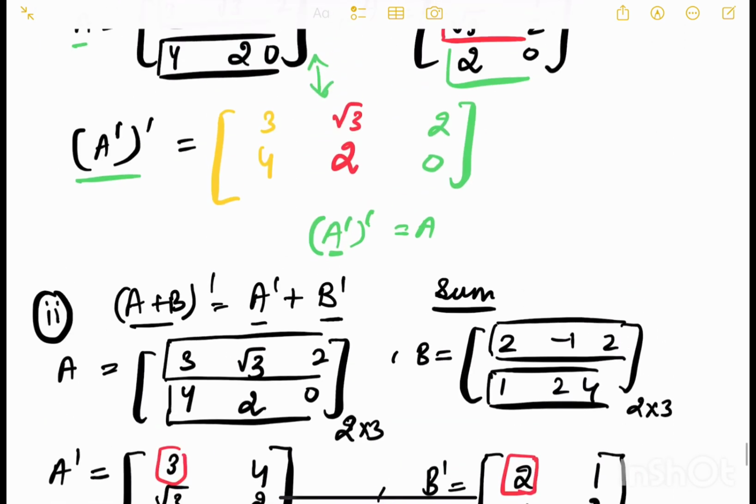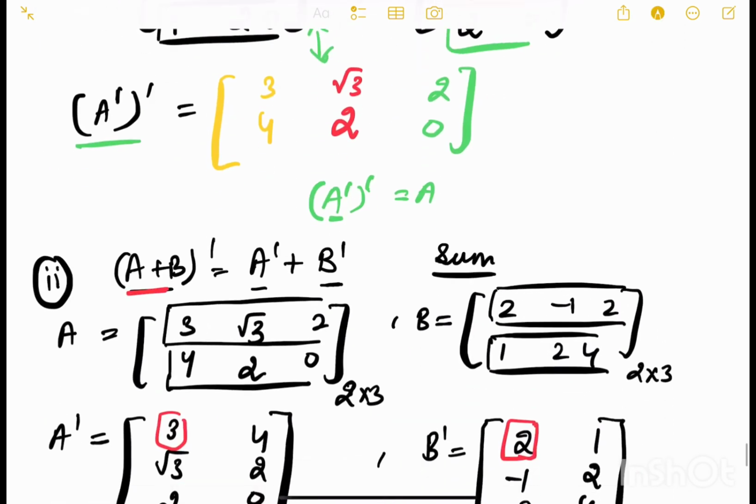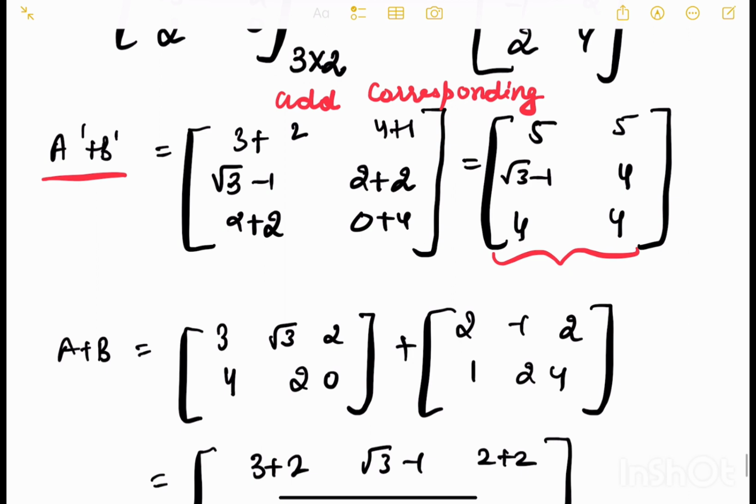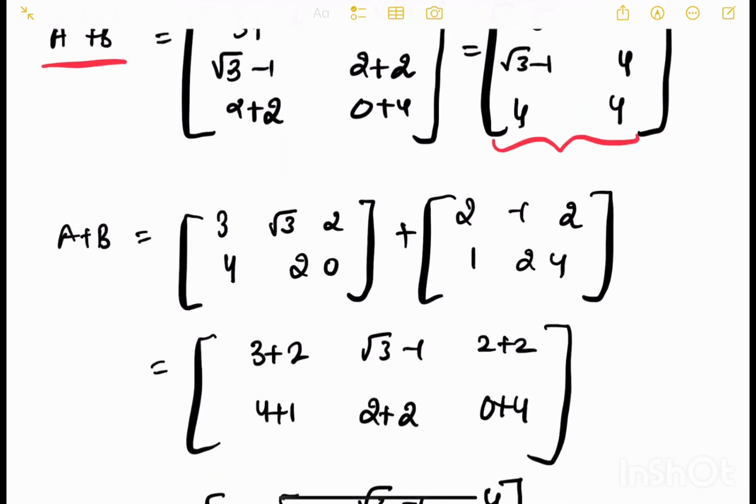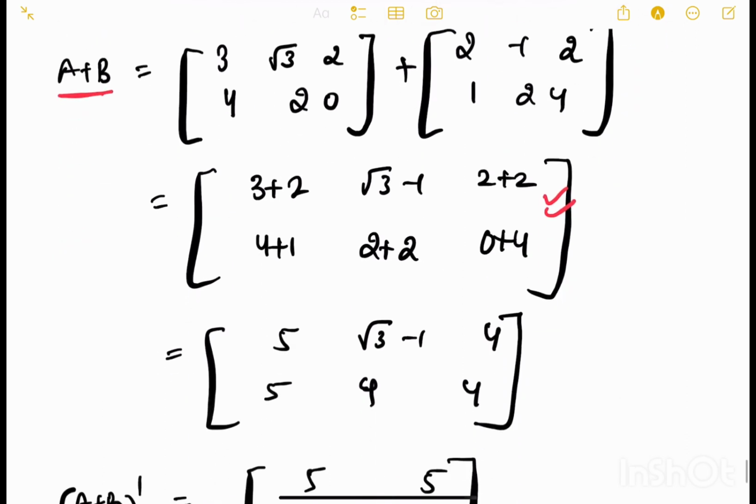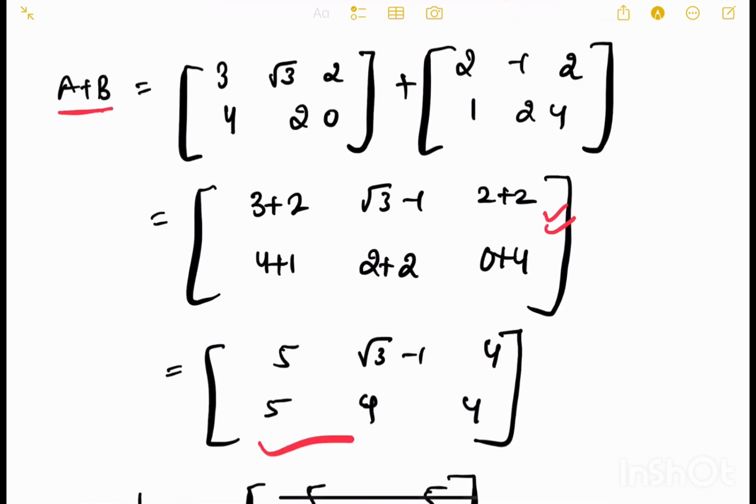Now what we have to calculate is A plus B. Now we are given A and B. So again, on a similar basis, I have calculated my A plus B simply by adding the corresponding elements. Now what is my resultant matrix? This is my resultant matrix.